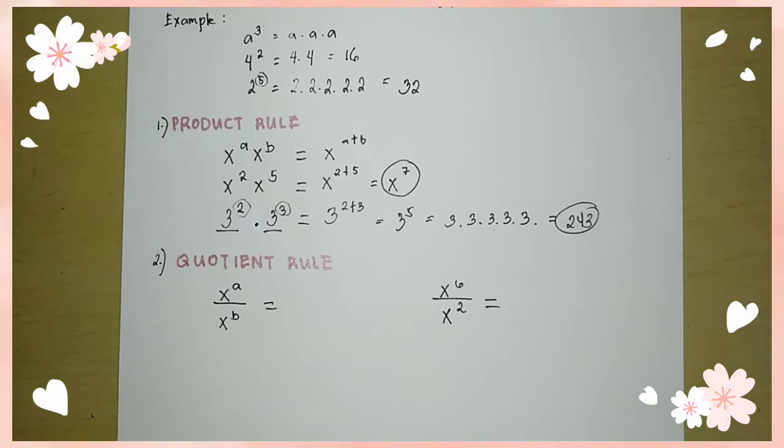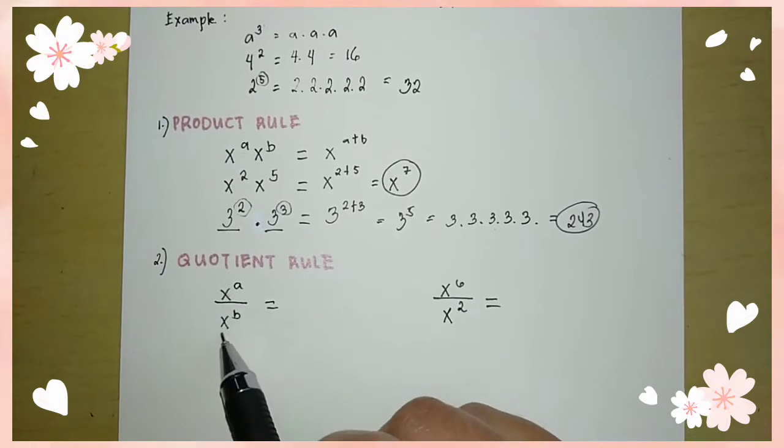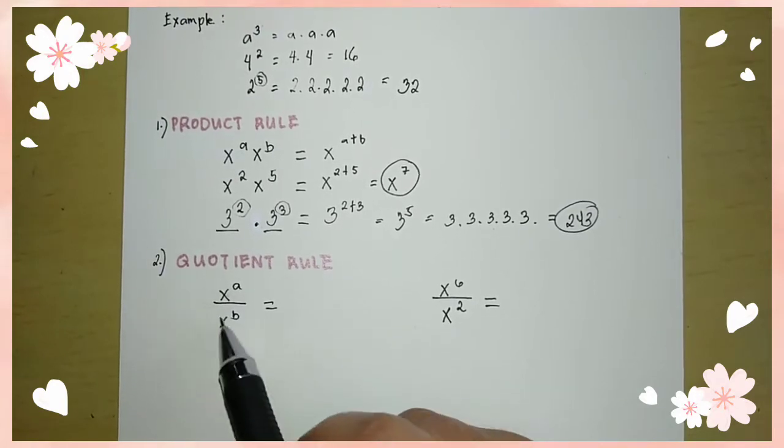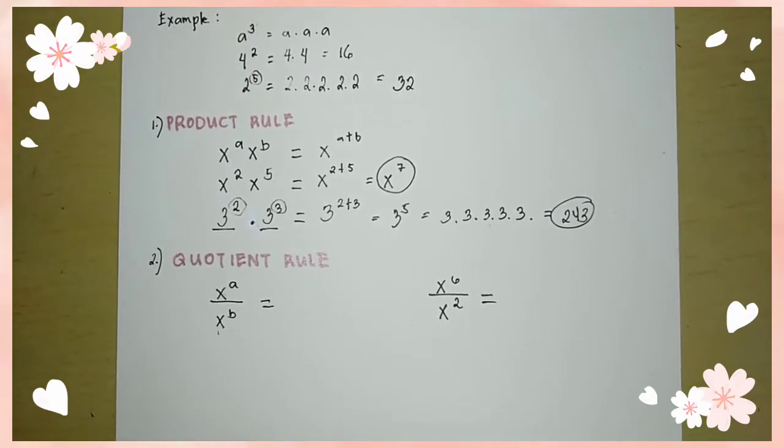Kung yung product rule, whenever we multiply exponential expression, i-add natin yung exponents nila. Dito naman sa quotient rule, whenever we divide, because when we say quotient, division yan, di ba? So, whenever we divide exponential expression, ang exponent niya is isusubtract natin, okay? So, and of course, dapat parehas pa din yung base nila, no? Kapag hindi sila parehas, hindi nyo sila mape-perform. So, dapat same palagi yung kanilang base, okay?